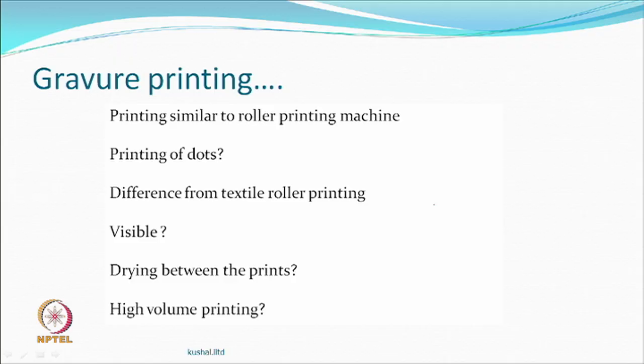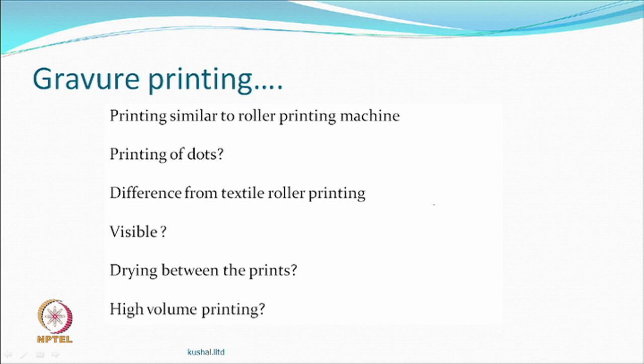Here, because both surfaces, the transverse surface of the engraved roller as well as the cylinder on which the paper may be moving, or a blanket on which it may be there, are all full, pressure is in some sense distributed all over, and so you can run it at a higher speed as well. So, it is similar to the roller printing machine.